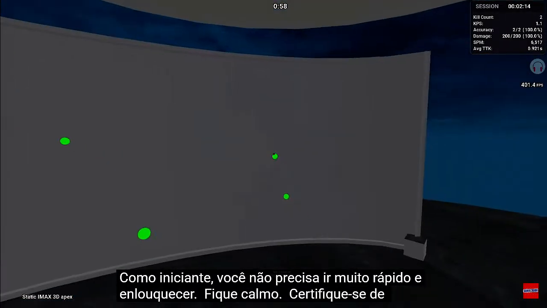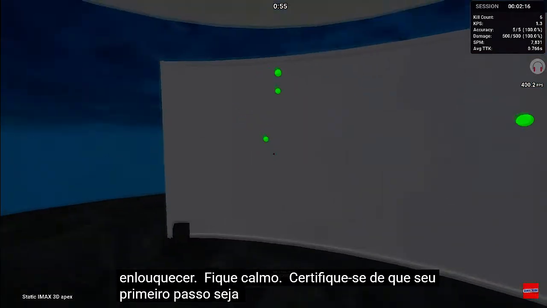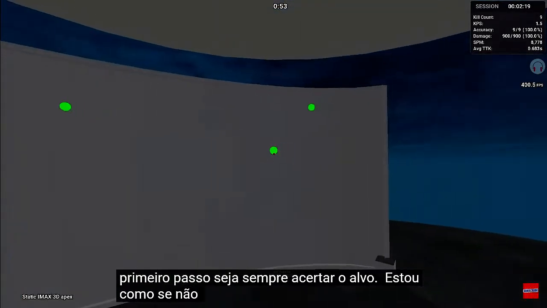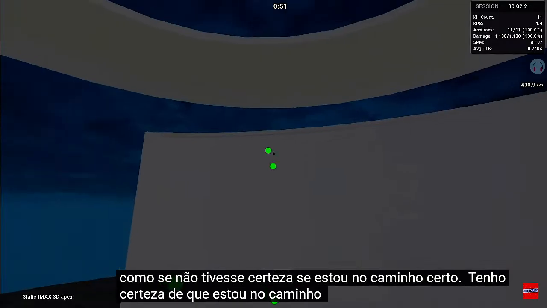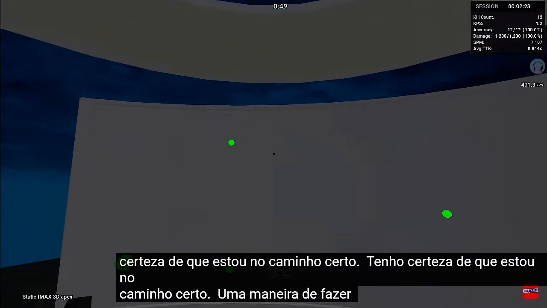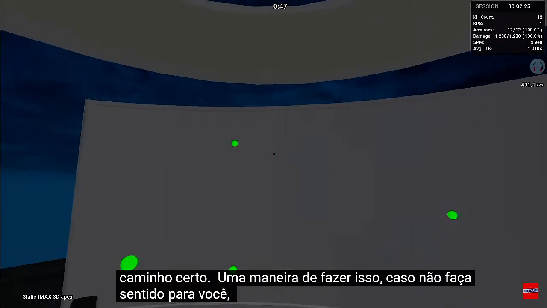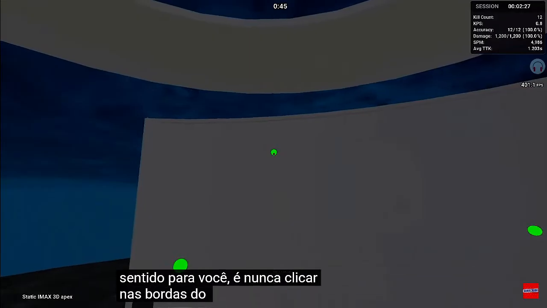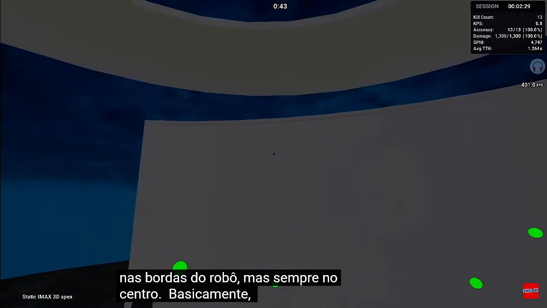Be calm. Make sure that the first step is always on target. I'm unsure. I'm sure I'm on target. A way to do this, if it doesn't mentally click for you, is to never click the edges of the bot, but always the dead center.